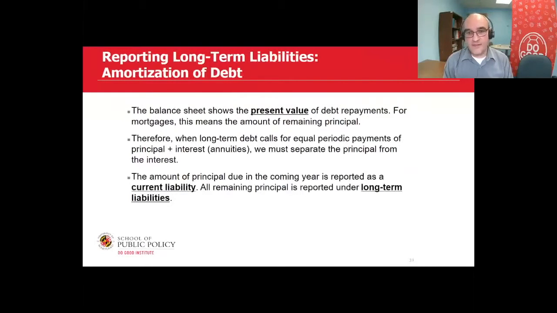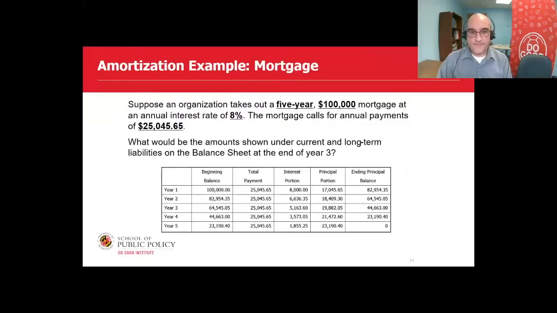On the activity statement, or on the cash flow statement, you do count the interest that the organization pays, not on the balance sheet though, because only principal should be recorded there. The amount of principal that the organization owes in the next year is a current liability. Everything else that the organization owes is recorded under long-term liabilities.